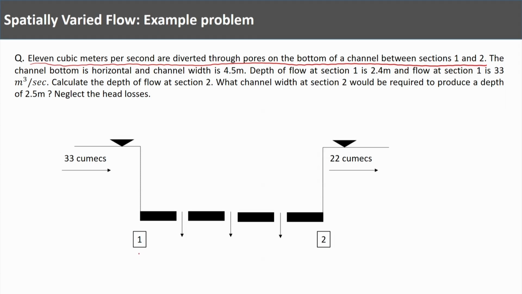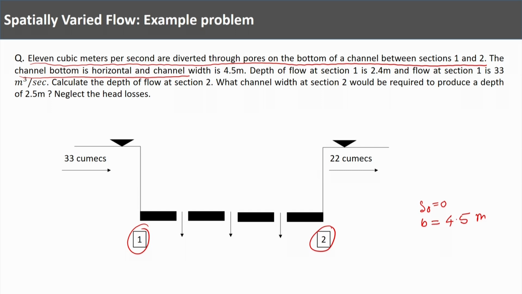So, this figure is showing this. This is section 1 and section 2. Between section 1 and section 2, 11 cubic meters of water has been diverted. Okay. The channel bottom is horizontal. So, here S naught is 0. The channel slope is 0, and the channel width is 4.5 meters. So, that means B equal to 4.5 meters. Okay. So, this is B.